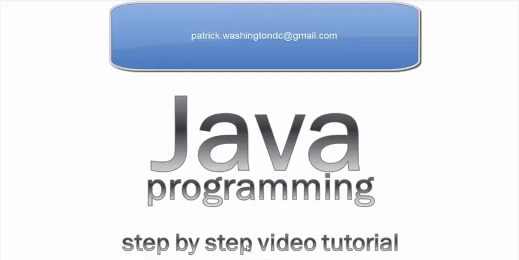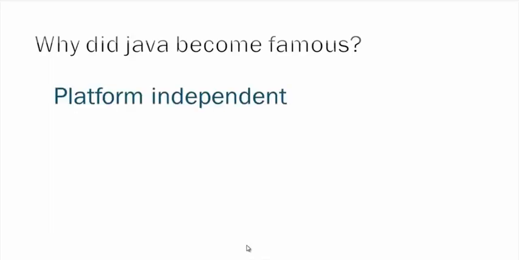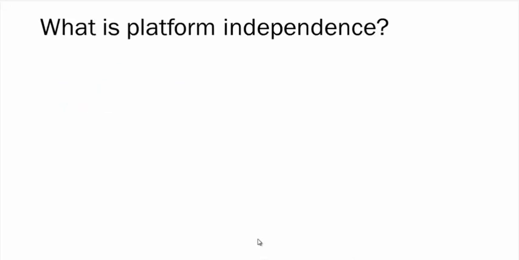Step-by-step video tutorial. The very first question that is asked is, why did Java become famous? Java became famous because it is a platform independent programming language. So the next question that is asked is, what is platform independence?